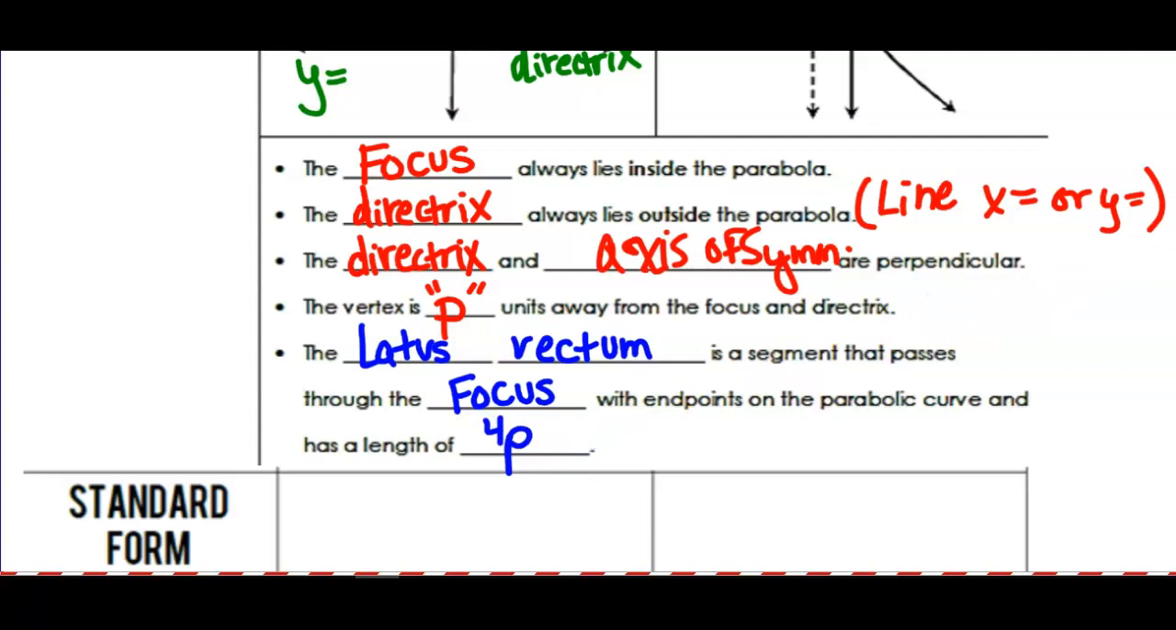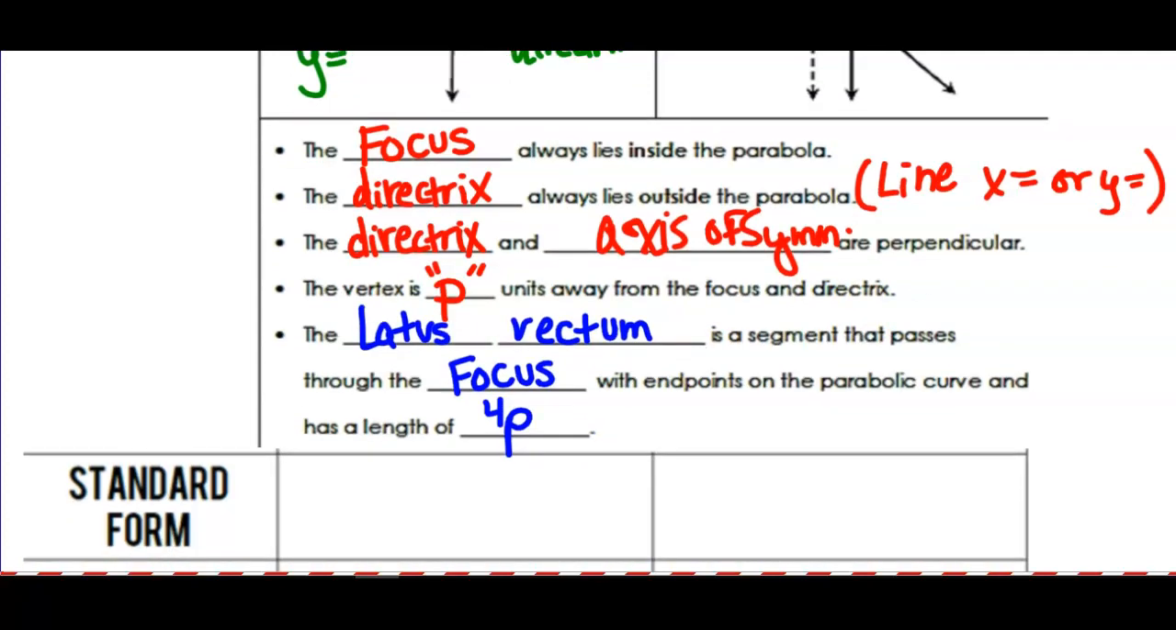and the latus rectum is the line. So when you have a parabola and the focus point is here, if you were to draw from here to here, this total distance is going to be 4p. So it's the points on the parabola that line up with the focus make this segment called a latus rectum. All right.